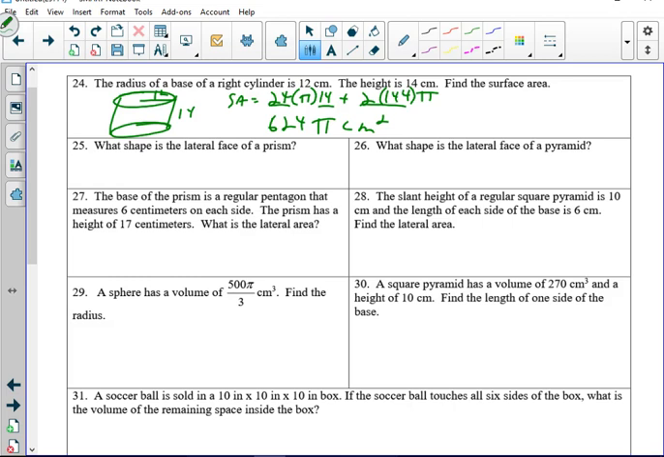What's the lateral face of a prism? A rectangle. What's the shape of the lateral face of a pyramid? Triangle.